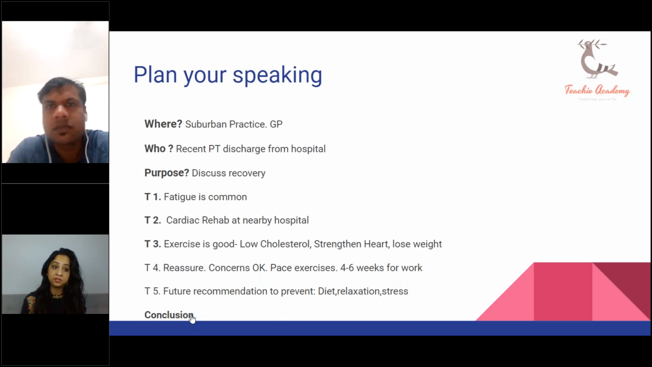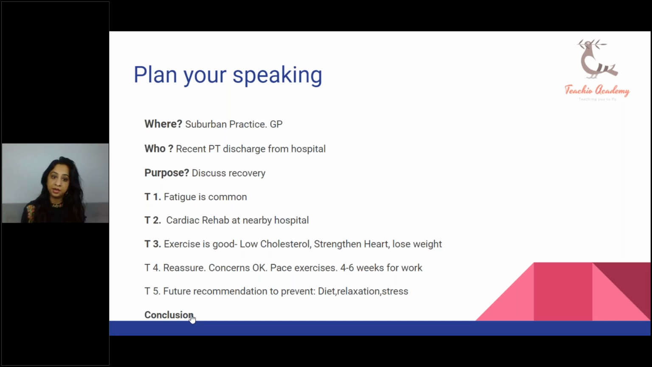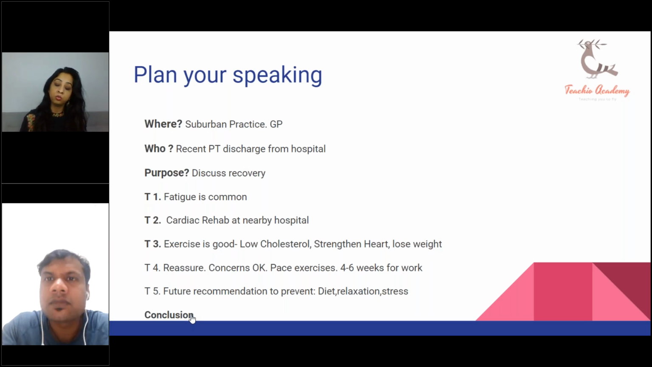Then task point 4 is that I have to reassure the patient. So I've just written reassure, and then I've written concerns are okay, and then I've written that you need to pace exercise in 4 to 6 weeks for work. So that's basically the reverse of writing: I'm paraphrasing or creating short forms for things that I have to cover in my speaking. Then task 5, future recommendation, diet, relaxation, and stress, because that was suggested for us to do during this task. And then I've just written conclusion, just to remind myself that I have to conclude my speaking as well.